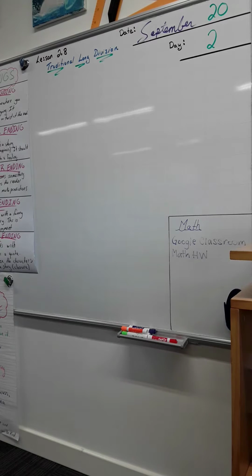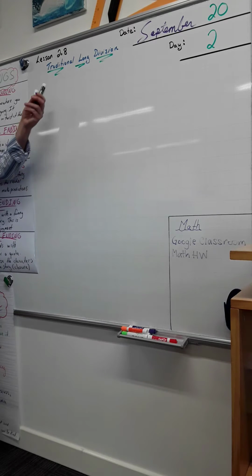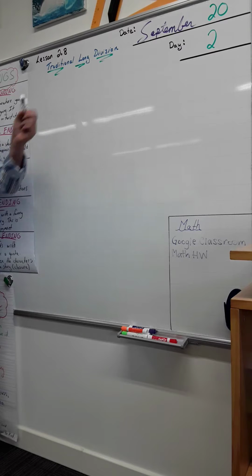Okay, grade 5. Today we're going to be working on using strategies for traditional long division and how we go about some steps that we can use to get success with that and a much more accurate answer every time.